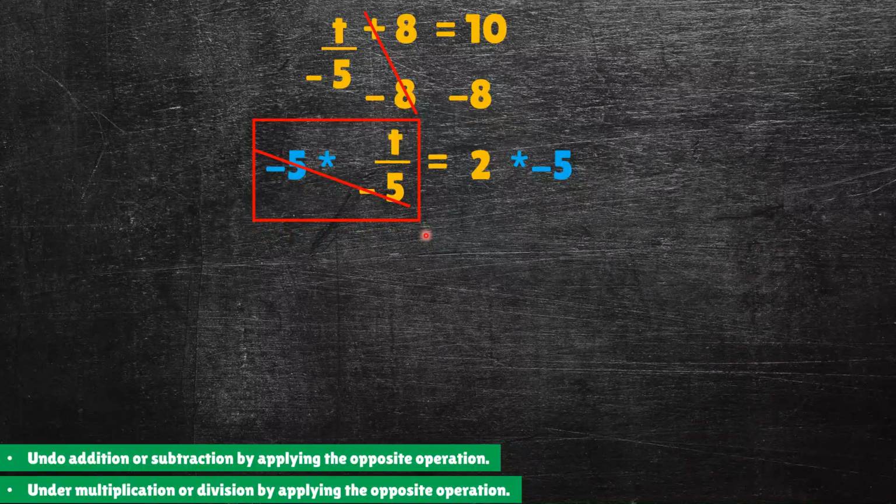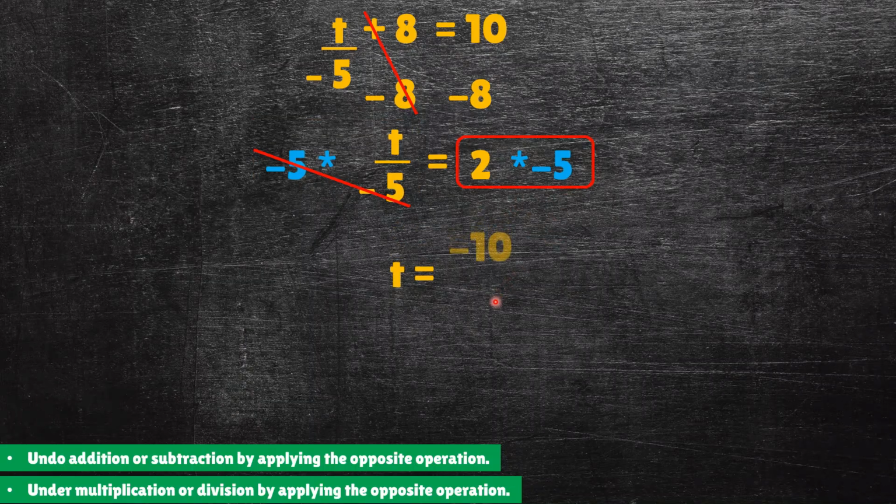If we focus on the left, since those are opposite numbers, they will cancel out and equal 0. We also want to notice that in front of the t, there is an invisible number, and that invisible number is a 1. If we focus on the right side, 2 times negative 5 is equal to negative 10. And we have our solution, t is equal to negative 10.